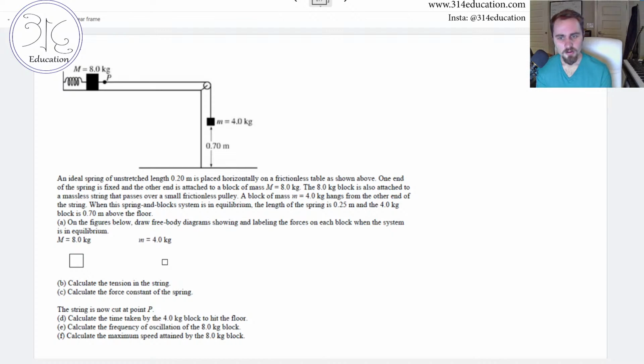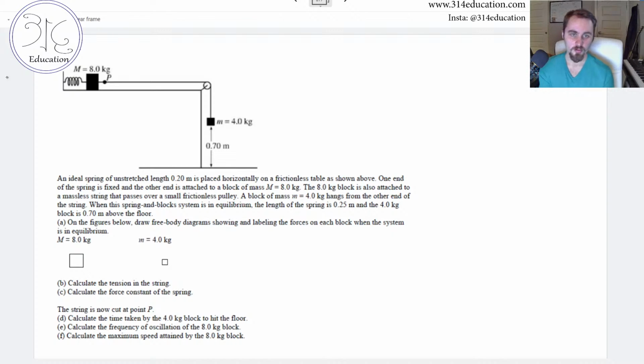All right, so now we have a slightly more complex one going on here. We have an ideal spring of unstretched length 2 meters placed horizontally on a frictionless table as shown above. One end of the spring is fixed, and the other end is attached to a block of mass m at 8 kilograms. The 8 kilogram block is also attached to a massless string that passes over a small frictionless pulley. A block of mass m, 4 kilograms, hangs from the other end of the string. When the string block system is in equilibrium, the length of the spring is 0.25 meters, and the 4 kilogram block is 0.7 meters above the floor.